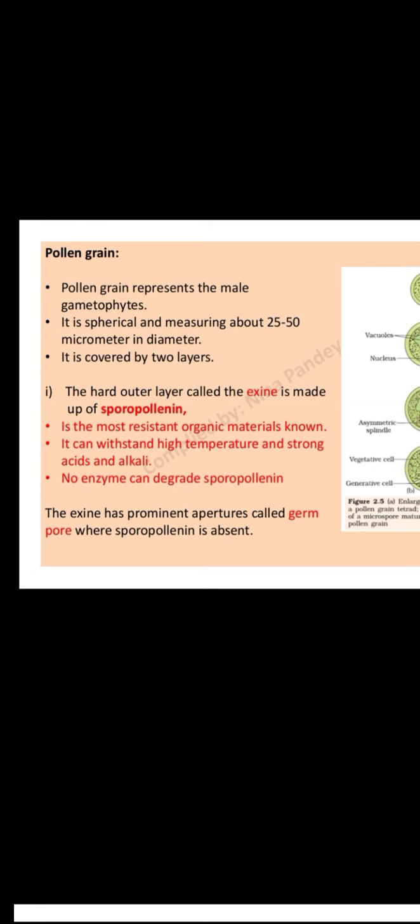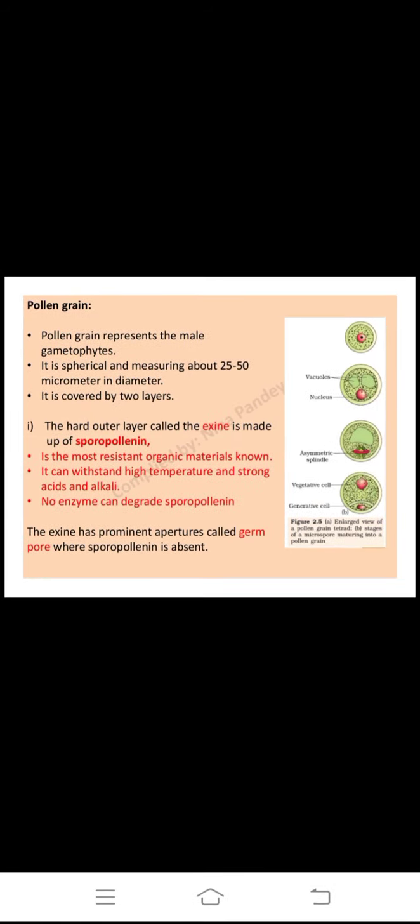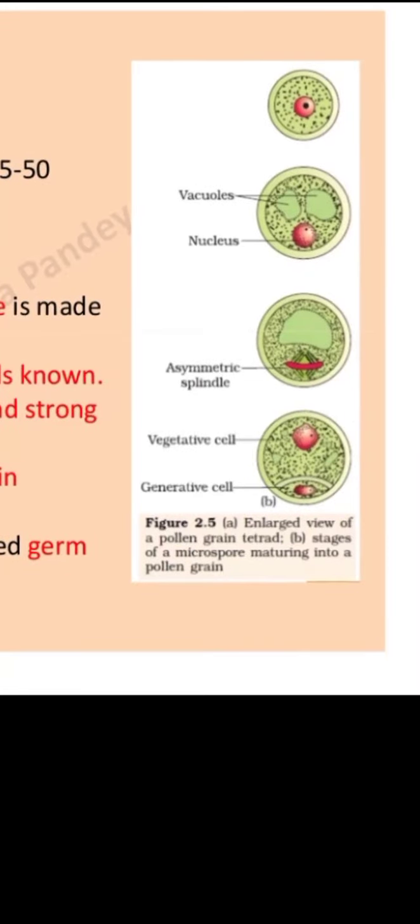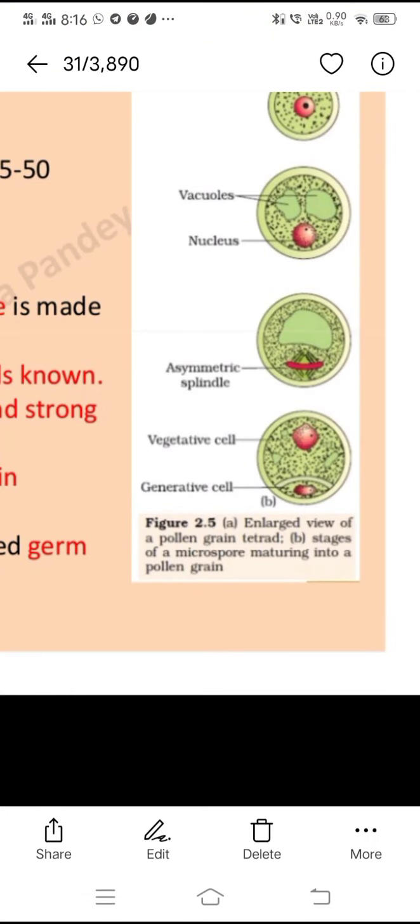Pollen grain represents the male gametophyte. It is spherical and measures about 25 to 50 micrometer in diameter. So what is the size of the pollen grain? 25 to 50 micrometer in diameter. It is covered by two layers. Can you see the two layers here? The outermost is called the exine and the inner one is called the intine.